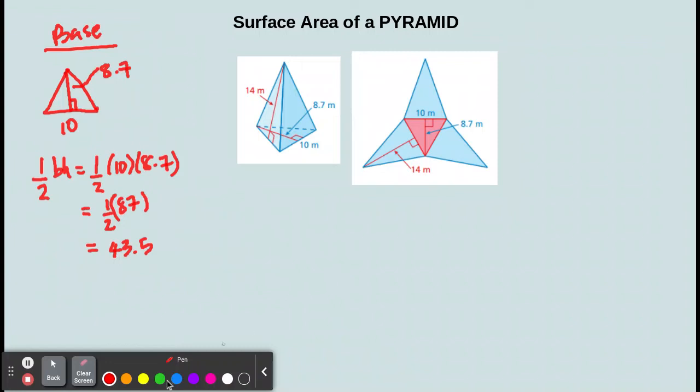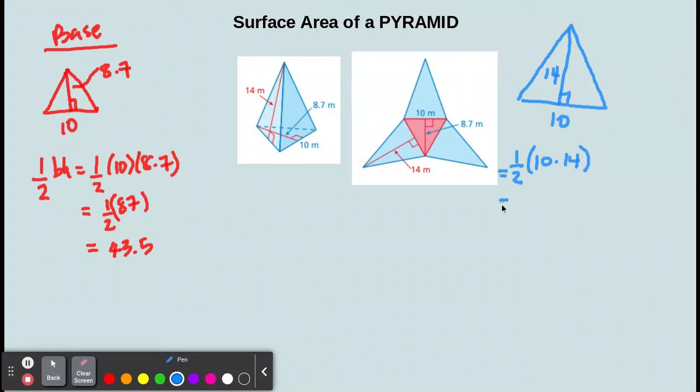Now for our lateral faces, we only have 3 of them, so we have to calculate this one and then multiply it by 3. So our lateral face has a height of 14 and a base of 10. So 1/2 times 10 times 14 is 1/2 of 140, which equals 70. But we have 4 of them. So 70 times 4 equals 280.